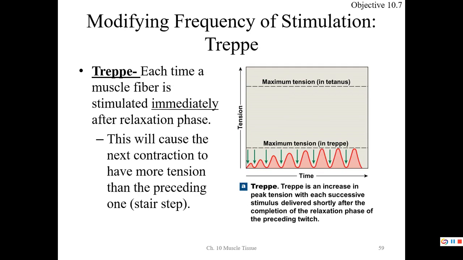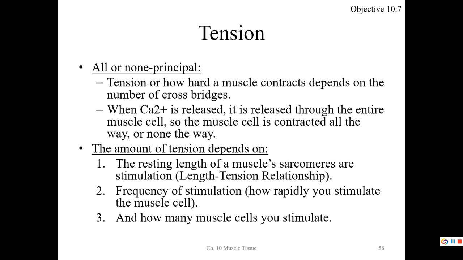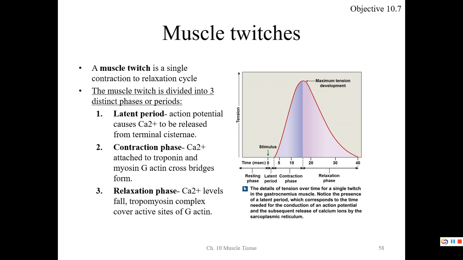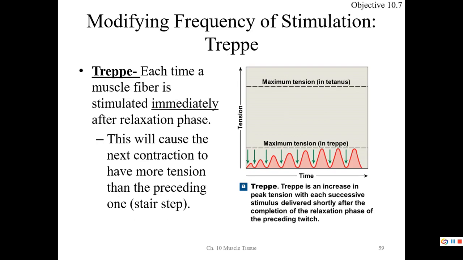Okay. Now, let's look at how we can modify that, because remember, this is one of the ways frequency of stimulation can determine how much tension. At first, it doesn't produce very much tension, but each time a muscle is stimulated immediately after a relaxation phase, the next contraction has a little bit more tension, almost a stair step, till it gets to a maximum that's not very strong. This is called treppe. Okay.